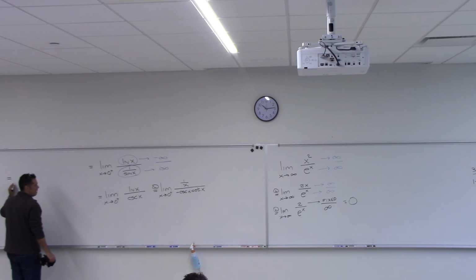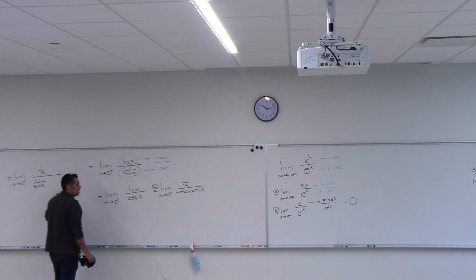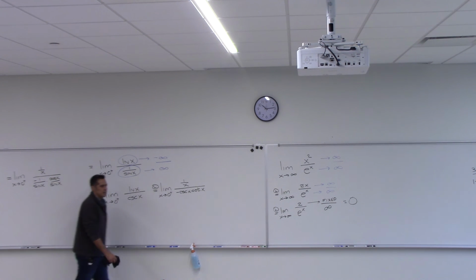So how about I do some algebra here? Limit x go to 0 from the right. 1 over x on top. On the bottom, I'm going to rewrite this as negative 1 over sine x times cotangent, which is a reciprocal of tangent. Tangent is sine over cosine. So this is cosine of x over sine x. That's the same thing, isn't it?